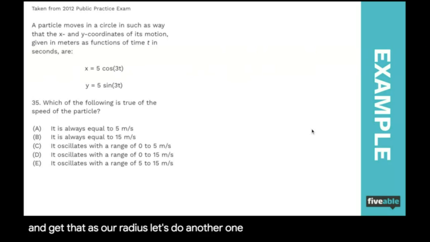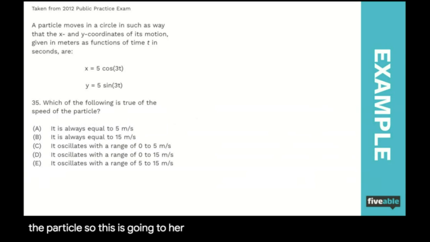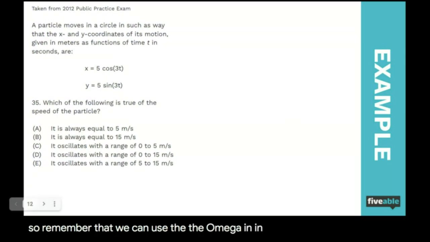Let's do another one. So here we go. A particle moves in a circle again, and it's the same kind of setup. The functions are the same, but now the question is, which of the following is true of the speed of the particle? This is going to harken back a little bit to uniform circular motion. Remember that we can use the omega in the simple harmonic motion equation, just like we would use angular velocity. That should help you to find the speed.